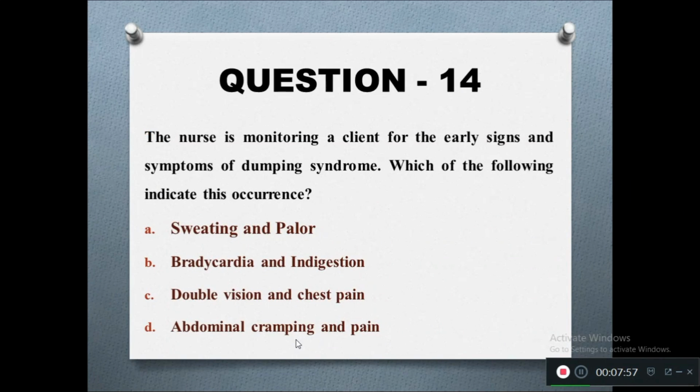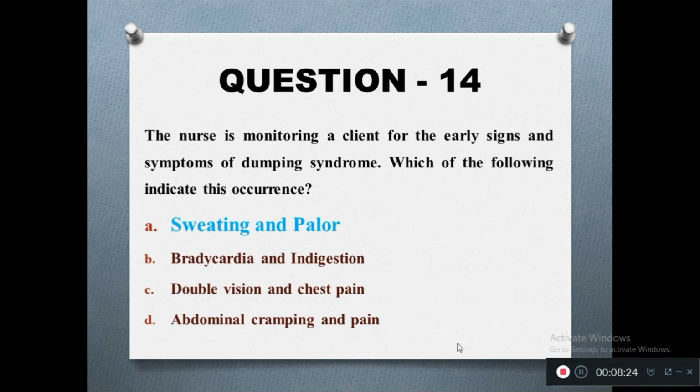Question number 14. The nurse is monitoring a client for the early signs and symptoms of dumping syndrome. Which of the following indicate the occurrence? Sweating and pallor, bradycardia and indigestion, double vision and chest pain, abdominal cramping and pain. The right answer: the initial symptom seen in a dumping syndrome patient is excessive sweating and the skin gets pallor.